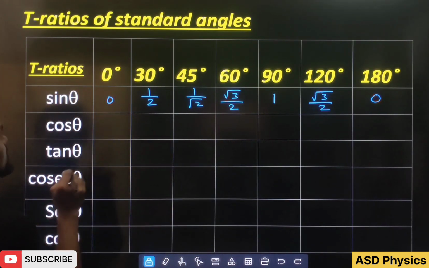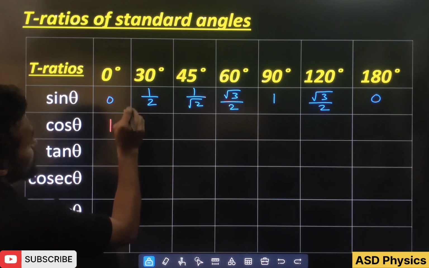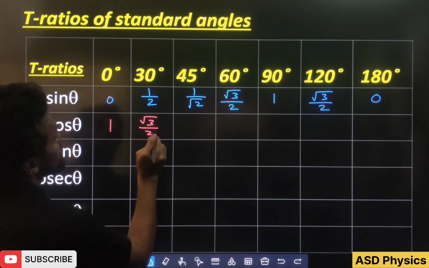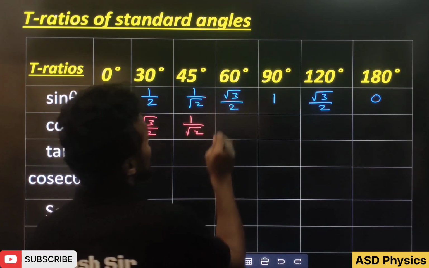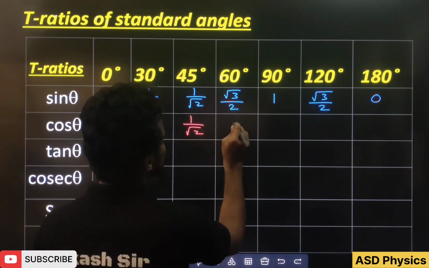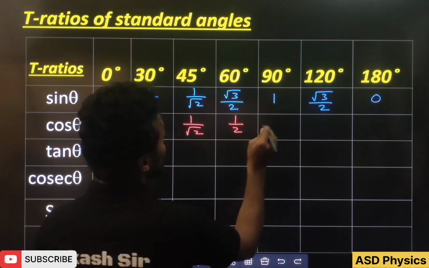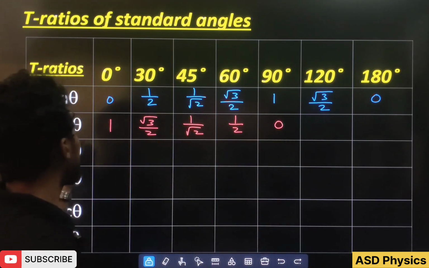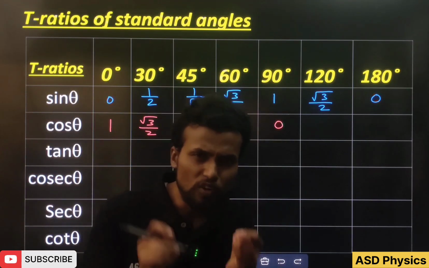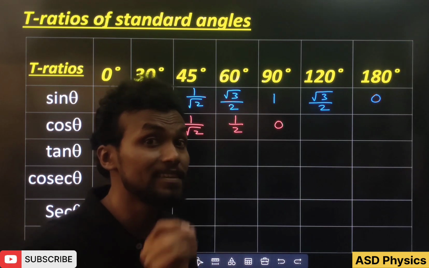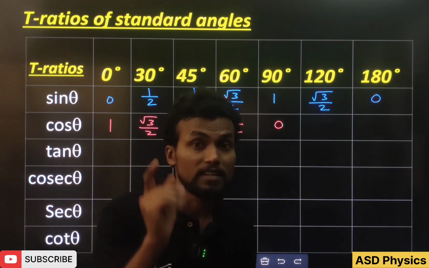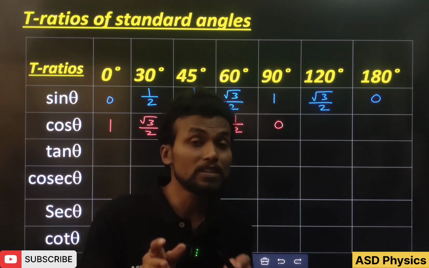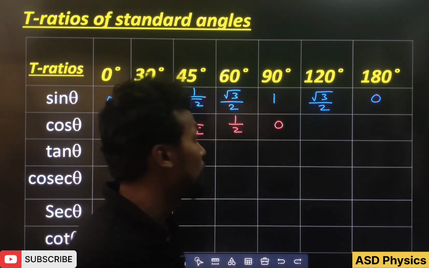Okay, similarly cos theta, what will happen? Cos 0 is 1. Cos 30 is root 3 by 2. Cos 45 is 1 by root 2. Cos 60, how much students here? 1 by 2. Cos 90 is 0. Now it is coming cos 120. Cos 120 means we can write cos 90 plus 30, in which quadrant? Second quadrant. In second quadrant cos is negative. So cos 90 plus 30 will become minus sine 30.